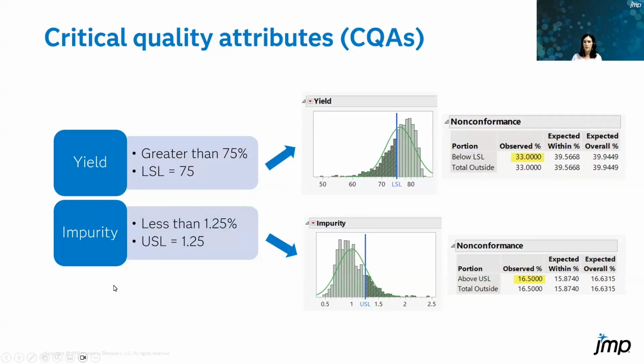In our example, we have two critical quality attributes: yield, which needs to be greater than 75%, and drug impurity, which needs to be less than 1.25%. And we can see in this example, starting out, that we're pretty incapable. We have 33% out of spec for yield and 16.5% out of spec for impurity. So we're not doing very well at first.